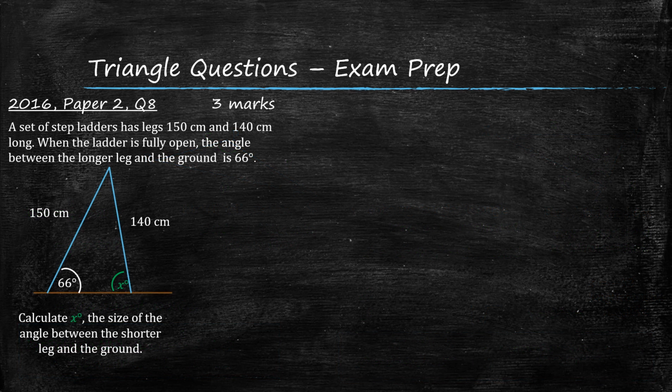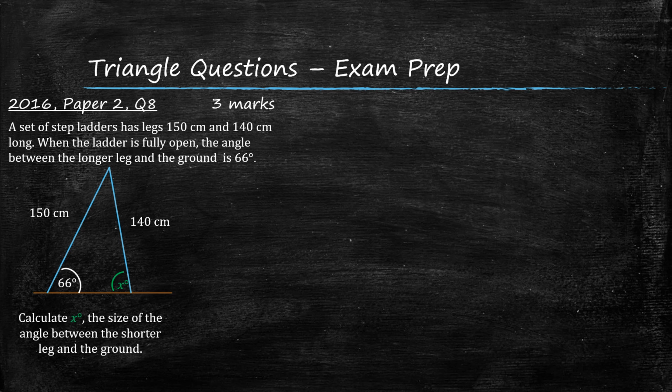Our next question is a triangle problem solving question. 2016 paper 2 question 8 for 3 marks. A set of step ladders has legs 150 centimeters and 140 centimeters long. When the ladder is fully open, the angle between the longer leg and the ground is 66 degrees, and we're given a diagram showing these dimensions marked on it. Calculate x degrees, the size of the angle between the shorter leg and the ground.